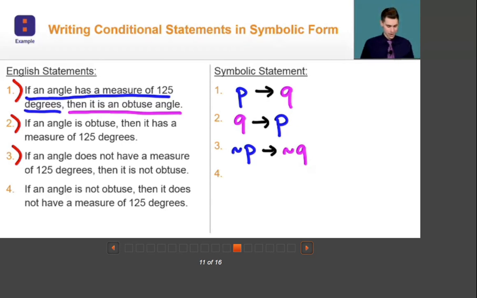All right, the last one, our contrapositive. If an angle is not obtuse, then it does not have a measure of 125 degrees. So we're going to have a symbolic statement here that reads, if not Q, then not P. So now see if you can apply what you've learned about symbolic statements.